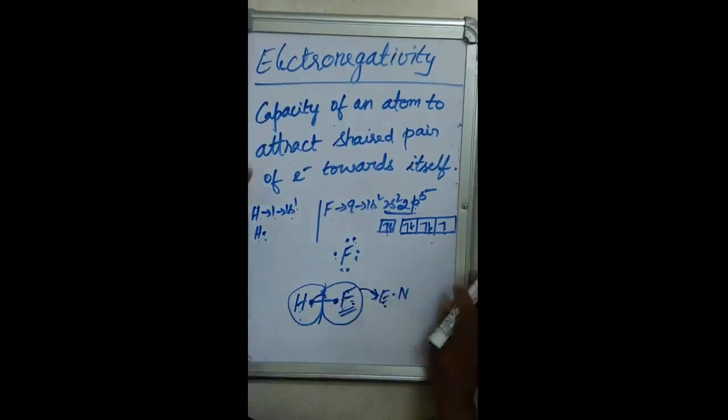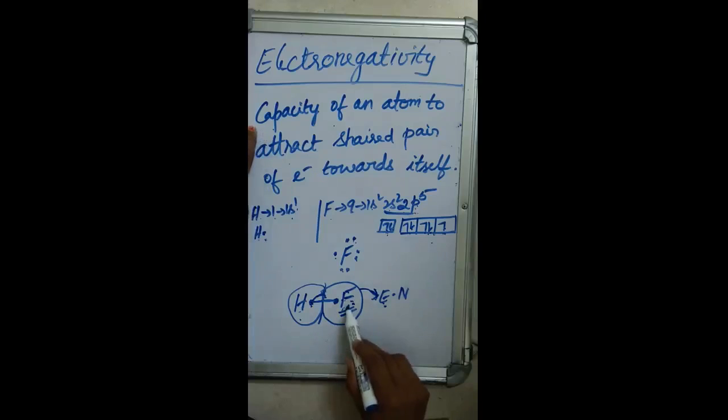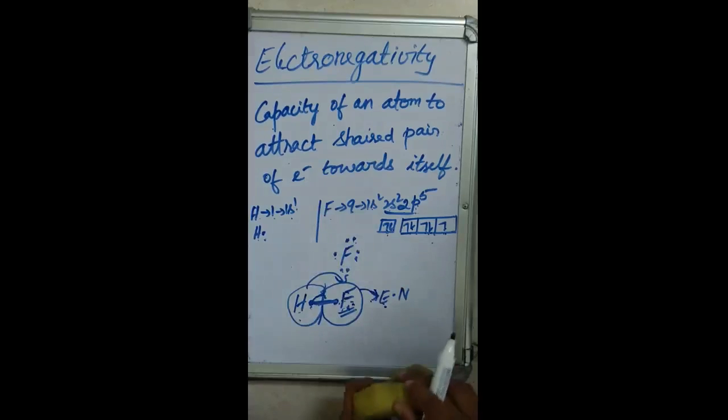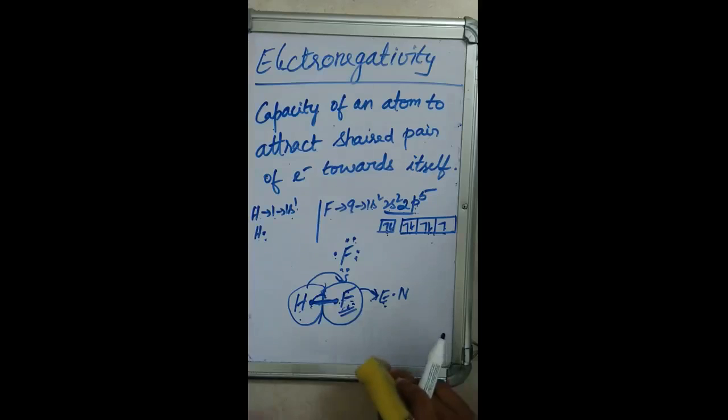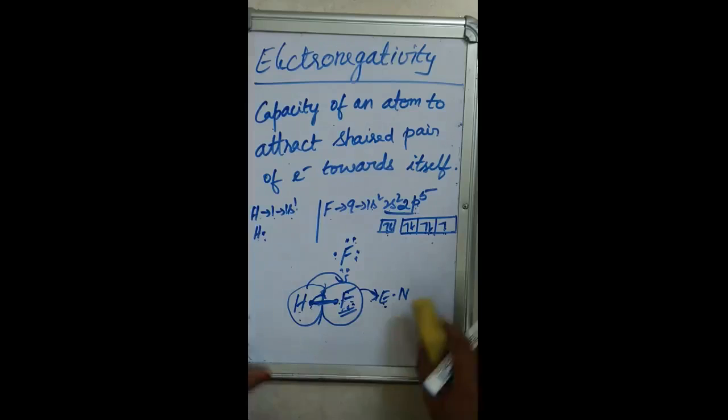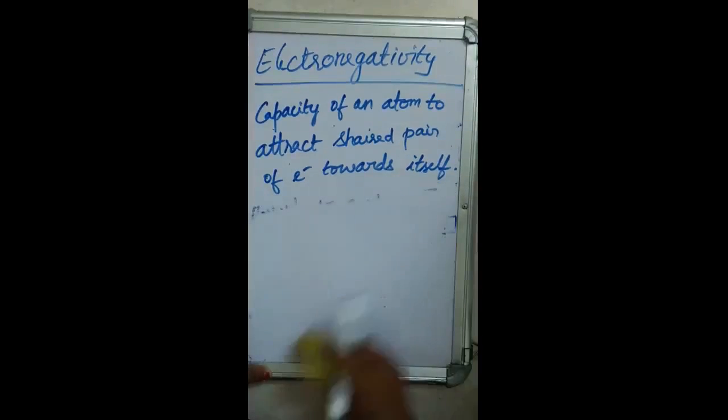So what is the meaning of an electronegative atom? It is the capacity of an atom to attract a shared pair of electrons towards itself. This is called electronegativity. I hope you understood the concept of electronegativity. While recalling the definition, you just imagine the tug of war game. It is the capacity of an atom to attract a shared pair of electrons towards itself. So this is the definition of electronegativity.